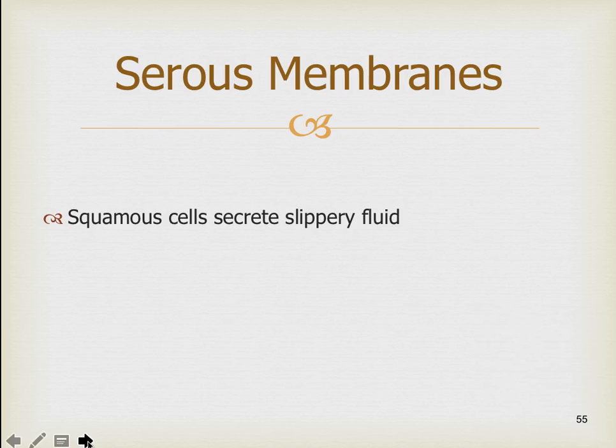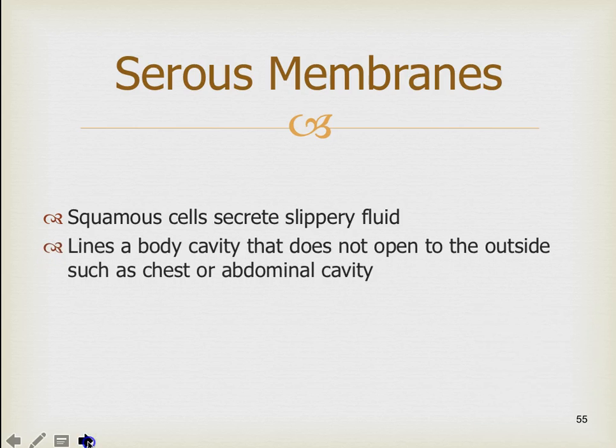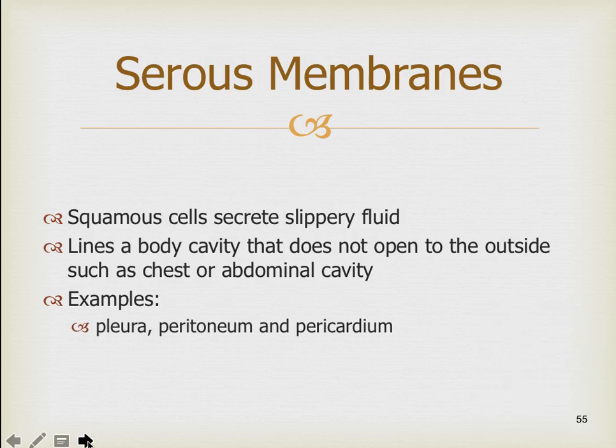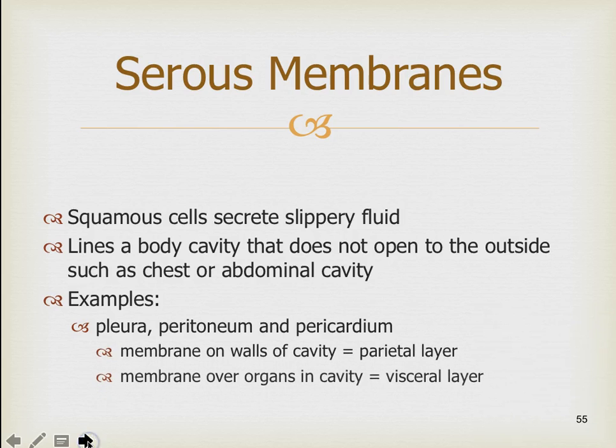Okay. We've talked about serous membranes before in chapter 1. We talked about the pleura, the peritoneum, and the pericardium. So we had the visceral and the parietal layers, right? If they lined the walls of the cavity, they were the parietal layers. So parietal pleura if it lined the chest cavity. Parietal peritoneum if it lined the abdominal cavity.